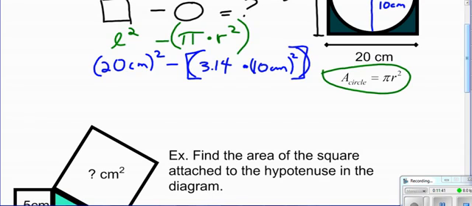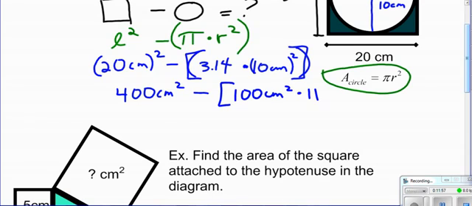Okay, so we go 20 centimeters squared. So we get 400 centimeters squared. Take away, well, 10 squared is 100. So this is like saying 100 centimeters squared times pi.